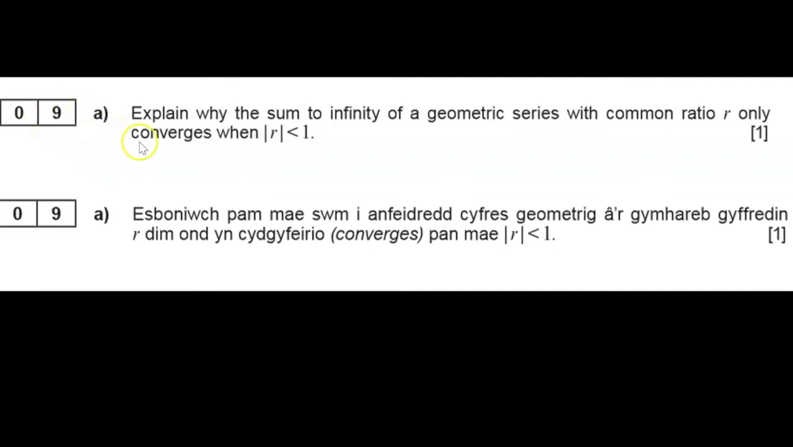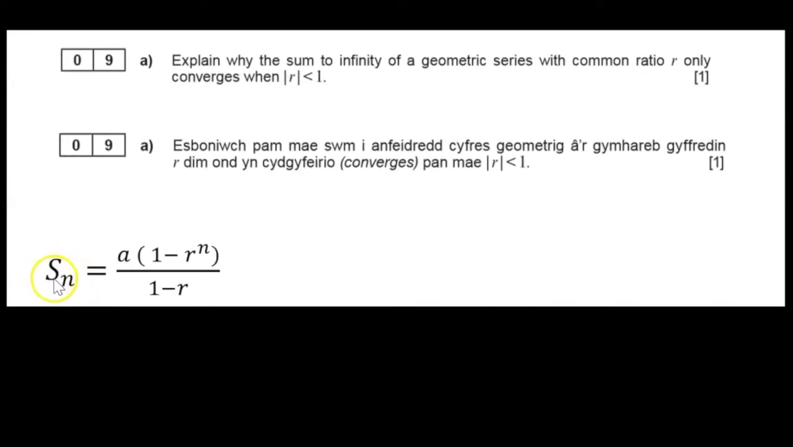Question 9. Part A. Explain why the sum to infinity of a geometric series with common ratio r only converges when the modulus of r is less than 1. We know from the formula booklet that the sum to n terms of a GP is given by a times 1 minus r to the n, all divided by 1 minus r. So if n is infinity, this sum is a times 1 minus r to the infinity over 1 minus r. So it's dependent on r to the power infinity.